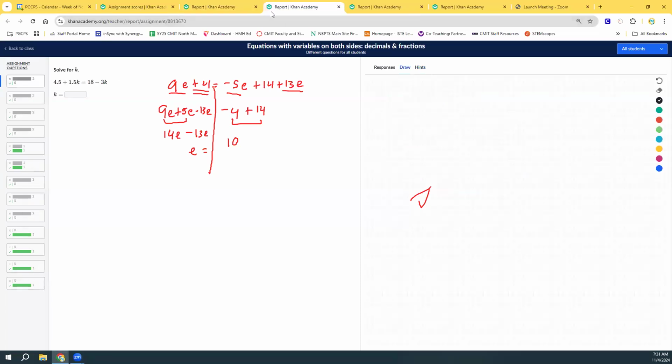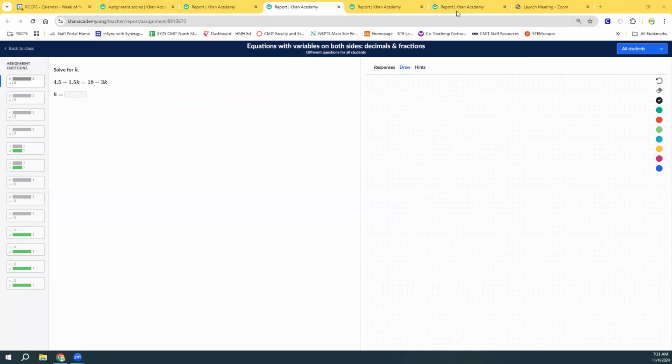So let's do the next one. This one has decimals, but guess what? The strategy is still the same. It's just that we have decimals now. And I would like to encourage you to not use a calculator for this material.